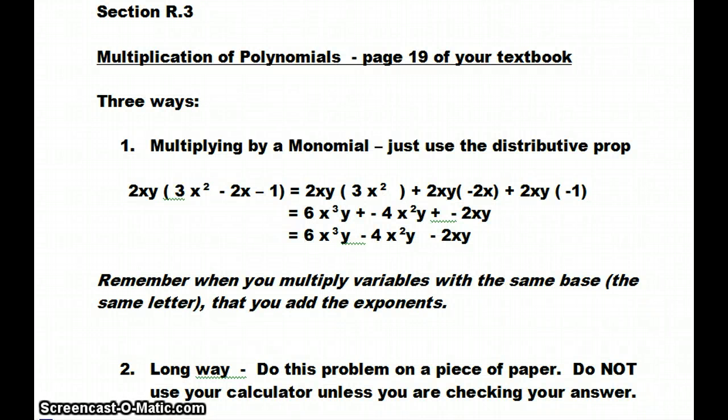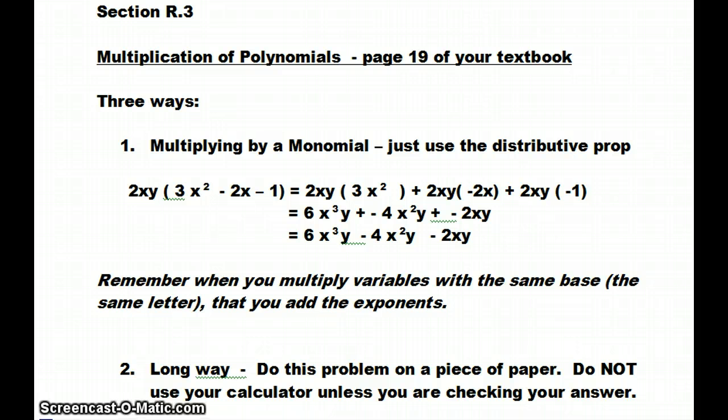In section R.3, which begins on page 19 of your textbook, we're going to continue with multiplication of polynomials. Last week we had addition and subtraction of polynomials. This week we're going to have multiplication. There are three different ways that we're going to multiply. The first one we've actually already had, and that way is multiplying by a monomial. We're only going to use the distributive property, which we had the first week of class.